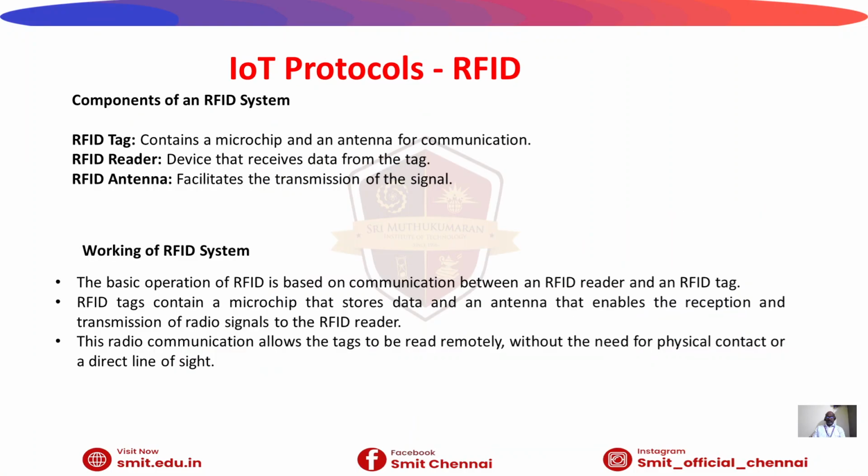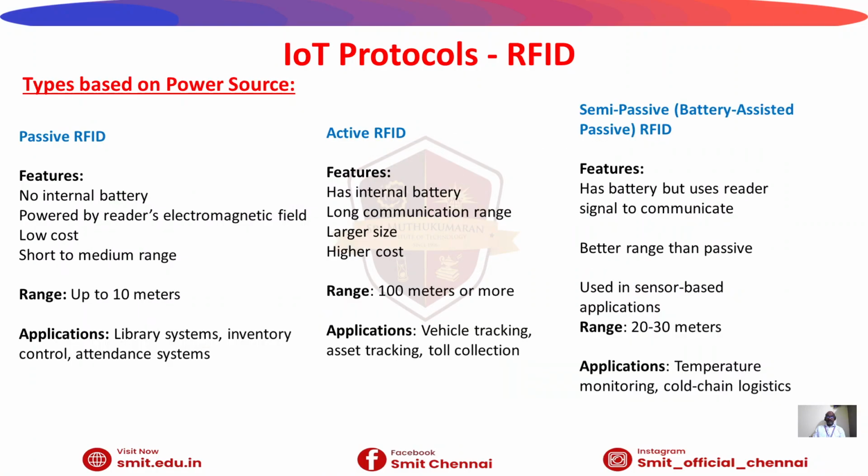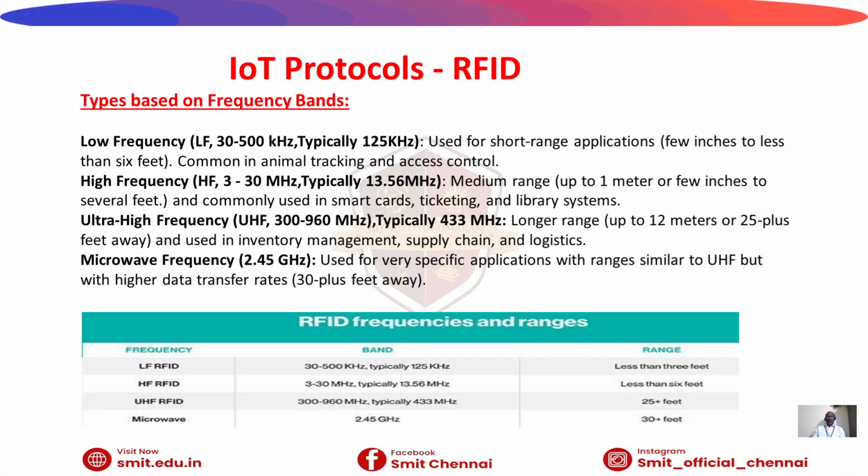The components of RFID again: the RFID tag, RFID readers, the scanning machine, and the RFID antenna, which facilitates the transmission of signals. The working is the same as we explained earlier. There are two types of RFID, based on frequency bands and based on the power source. We'll just go through them quickly.